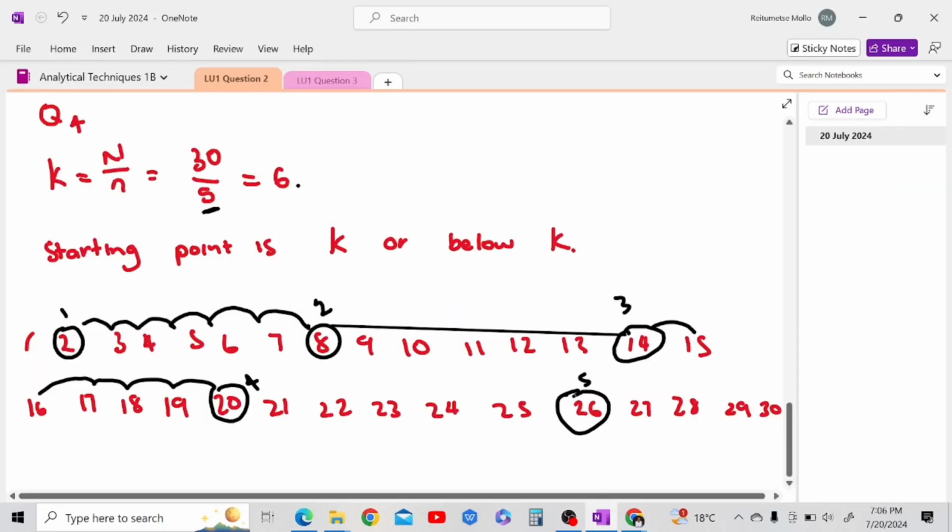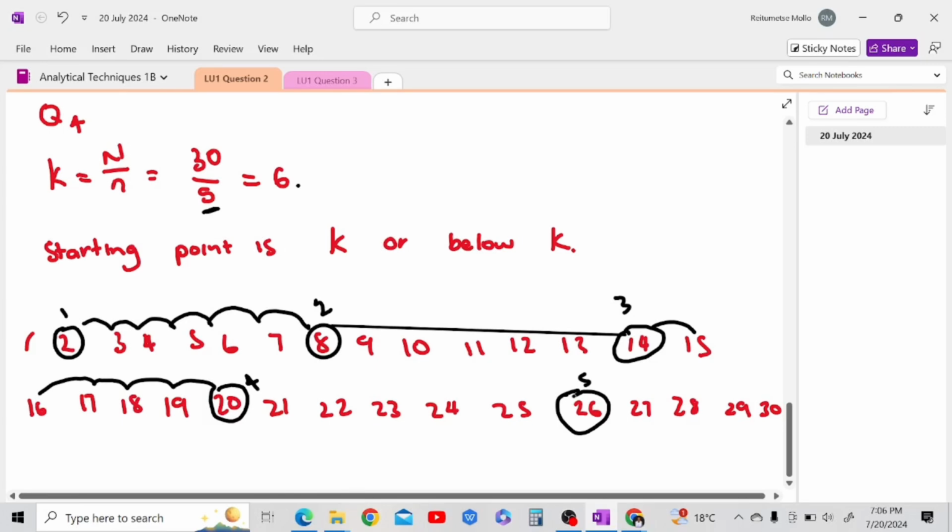But now look at this. Now, I want to show you if we have a starting point that is above K. K is 6, right? So let's select any starting point that is above 6. Let's just select 7. So we're going to start counting 6 units: 1, 2, 3, 4, 5, 6. So you're going to select item number 13. Then 1, 2, 3, 4, 5, 6. So you're going to select this. Then 1, 2, 3, 4, 5, 6.